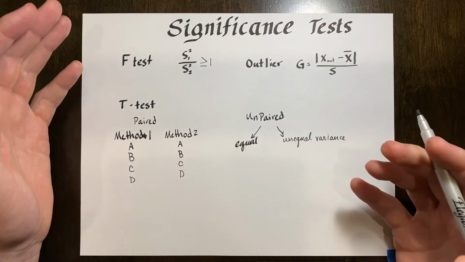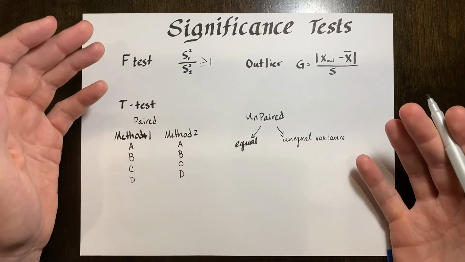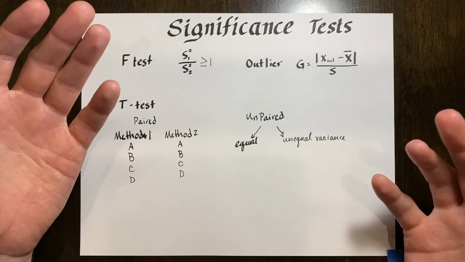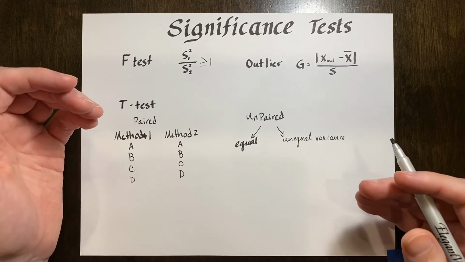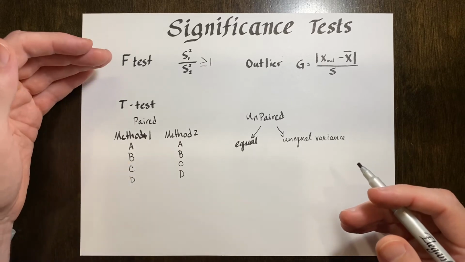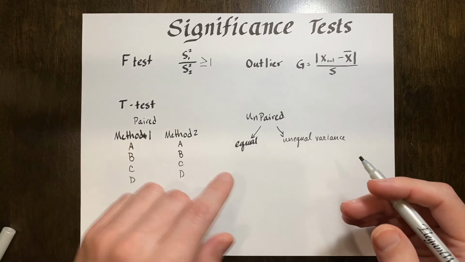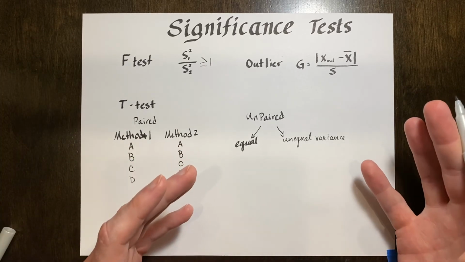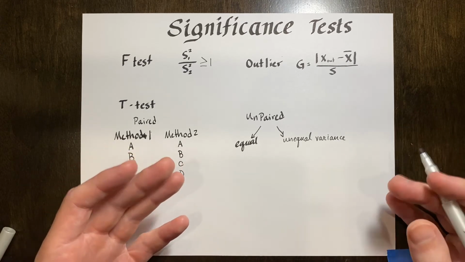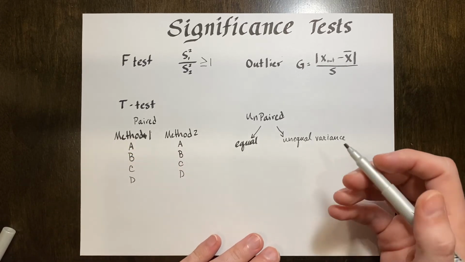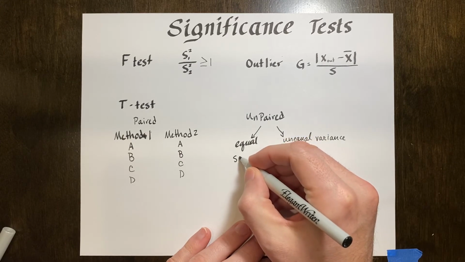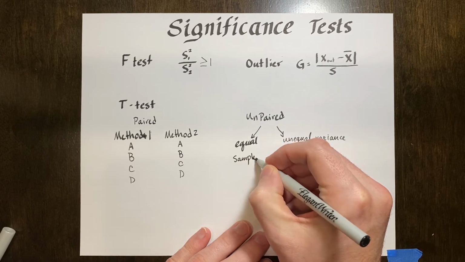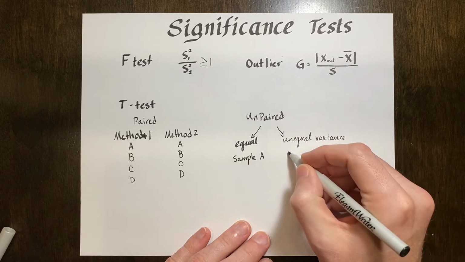And again, the formulas change for this, but we're probably going to use a computer program to evaluate it anyway. We just need to perform this test first, then we can tell the computer program which particular formula to use. And in this case, we'll have sample A, and we'll be comparing it to sample B.